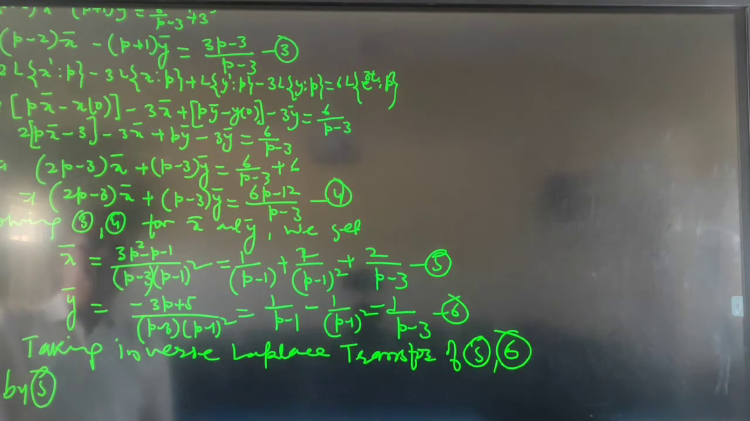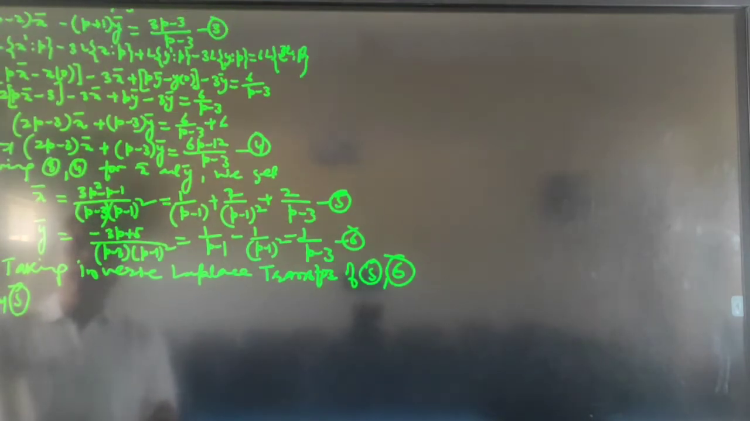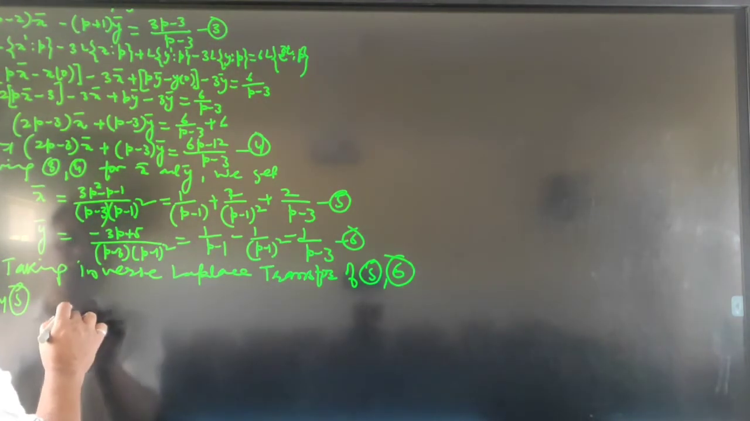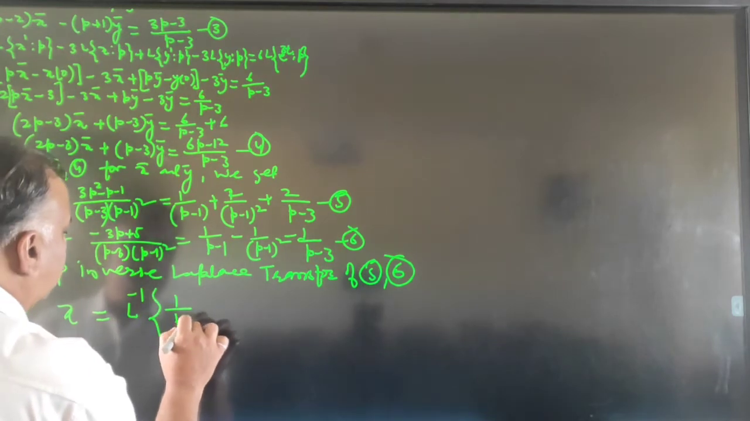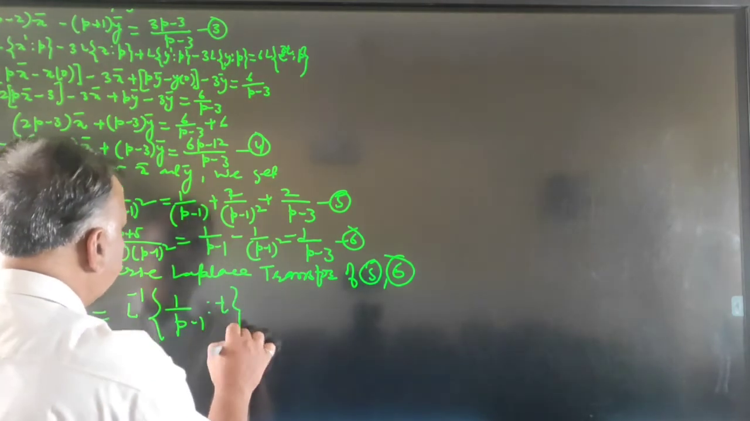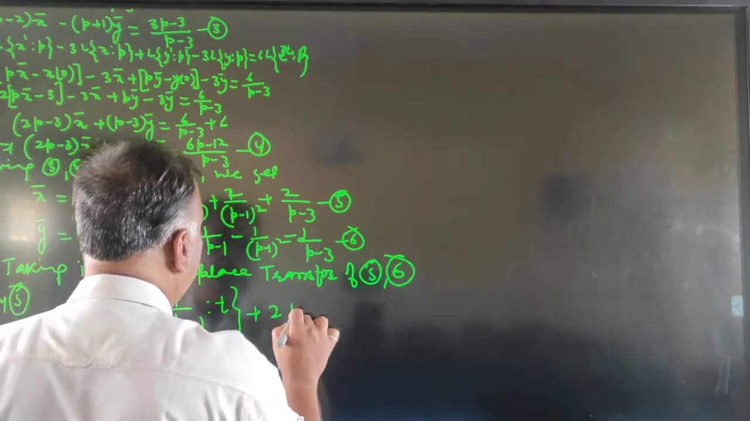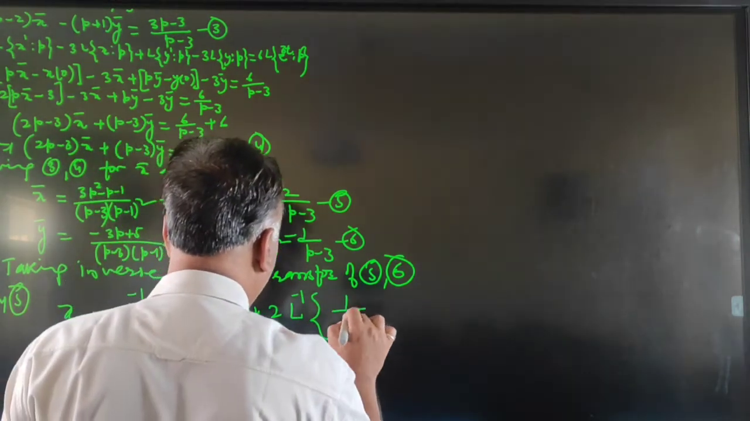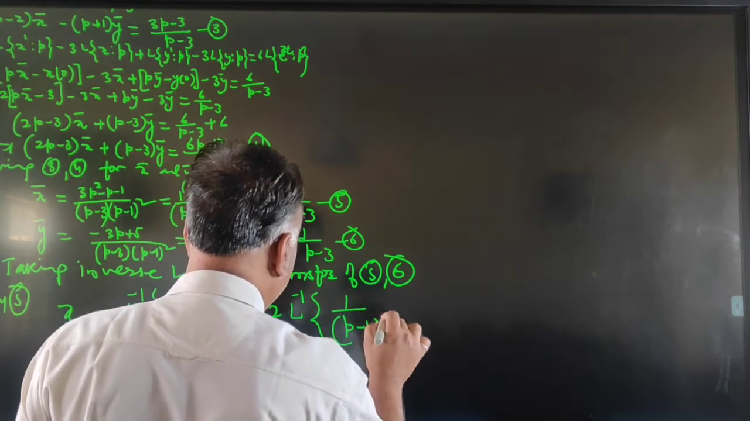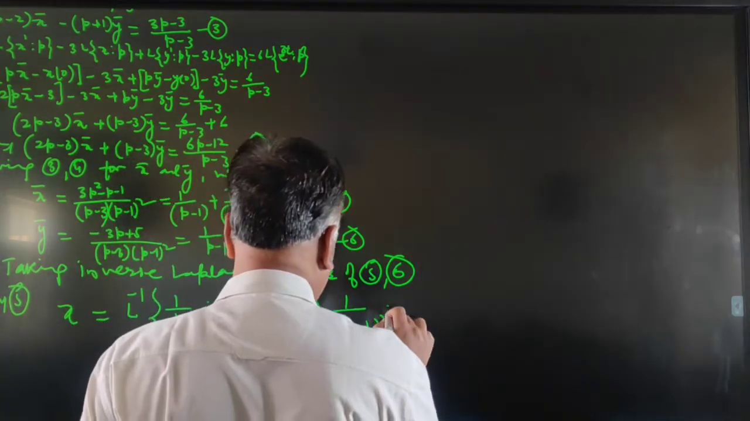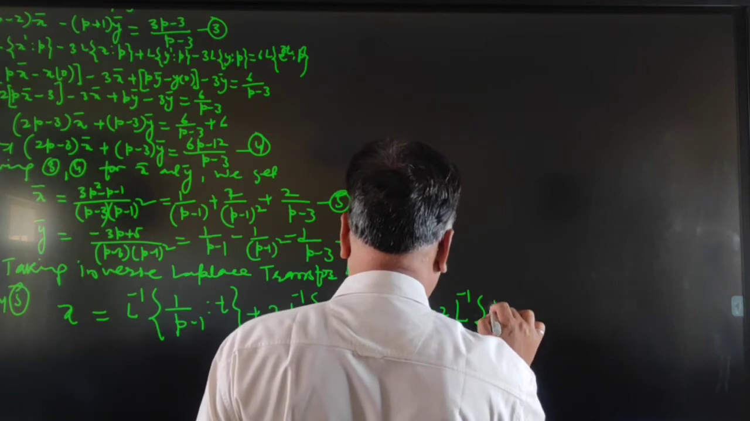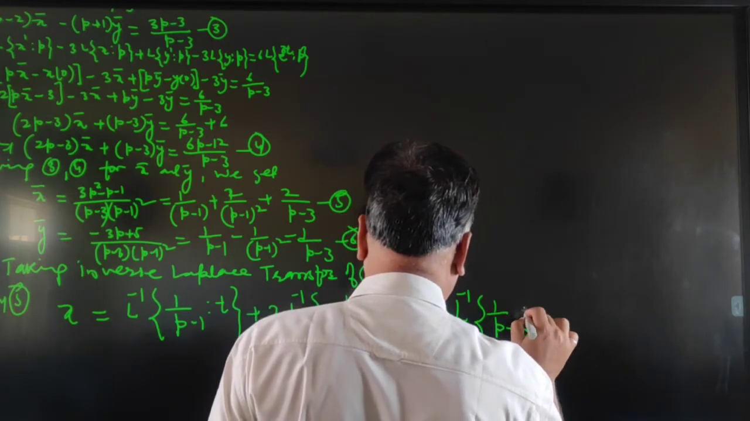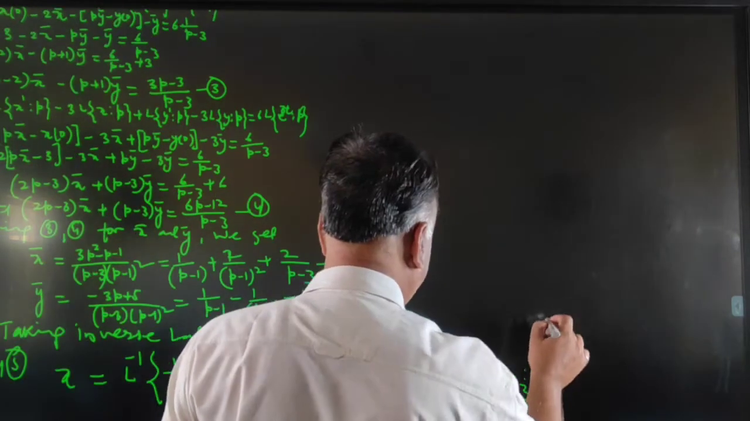If we take the inverse Laplace transformation of x bar, then we get the value of x. So x is equal to the inverse Laplace transformation of 1 upon p minus 1 with respect to t, plus 2 times the inverse Laplace transformation of 1 upon p minus 1 whole square with respect to t, plus 2 times the inverse Laplace transformation of 1 upon p minus 3 with respect to t.